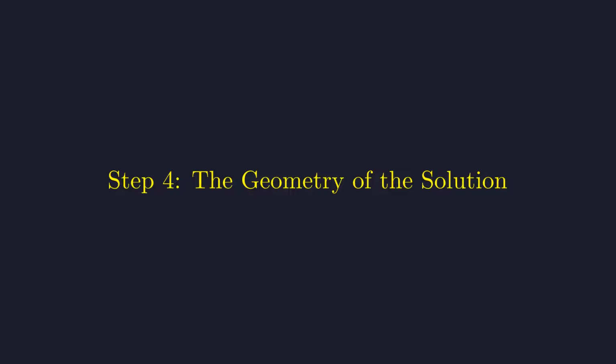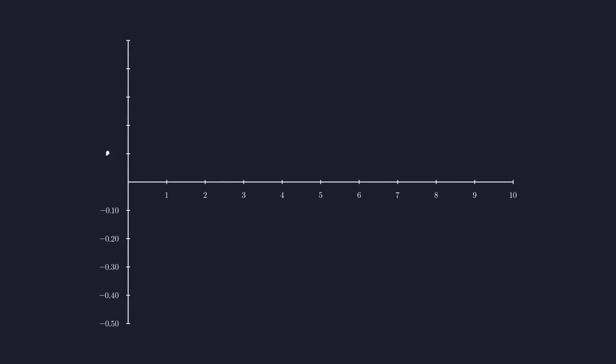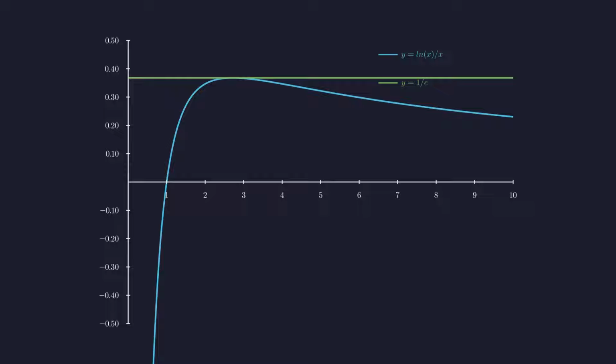Now let me show you why this reformulation is so powerful. We can visualize exactly what's happening. I'll plot both sides of our equation. The blue curve is our function natural log of x over x, and the green line is the constant 1 over e. Look at this! The horizontal line appears to be tangent to the curve right at its peak. If that's true, then there's exactly one solution. But to know for sure, we need to use calculus to find where this function reaches its maximum.